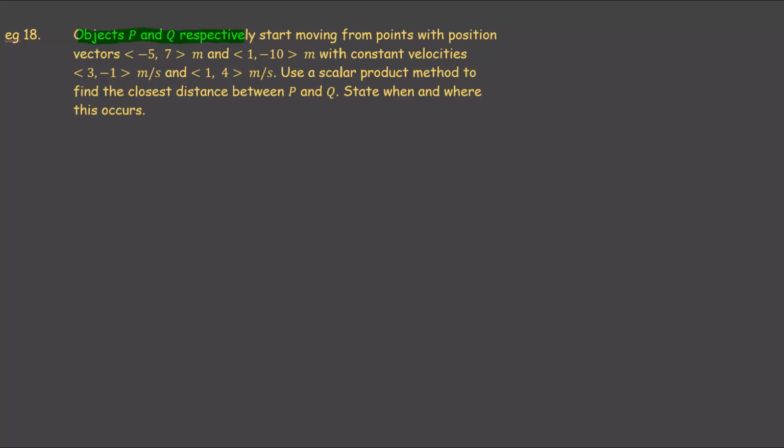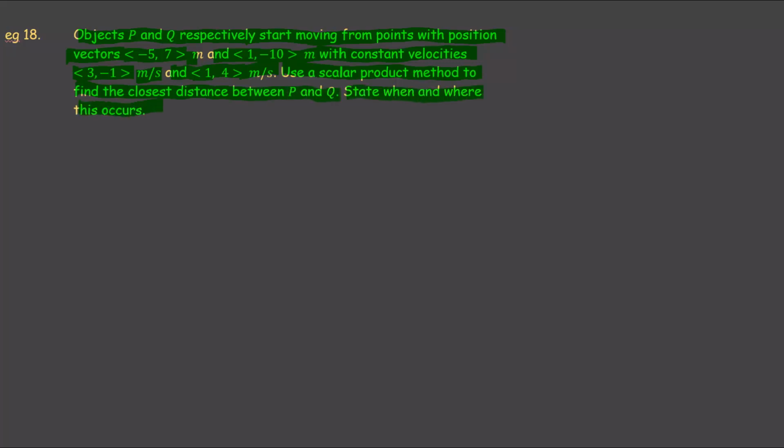Objects P and Q respectively start moving from points with the position vectors (-5, 7) meters and (1, -10) meters, with constant velocities (3, -1) meters per second and (1, 4) meters per second. Use a scalar product method to find the closest distance between P and Q. State when and where this occurs.